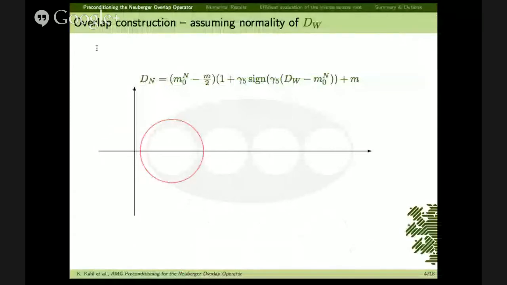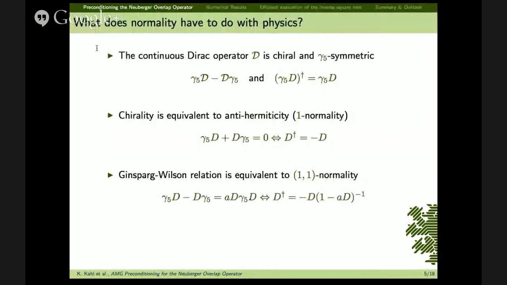And the last step is just you shift the circle back, and then you have this mass that you want to have in your simulation as the gap between the circle and the origin. So that's the Neuberger construction in a nutshell, and let's assume that the operator was normal to begin with.